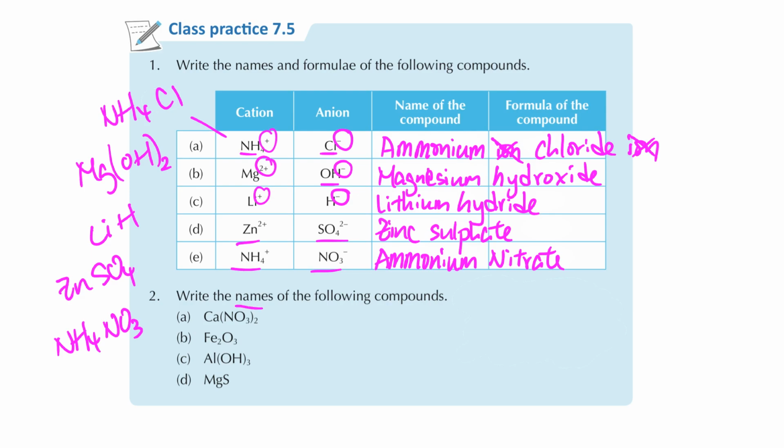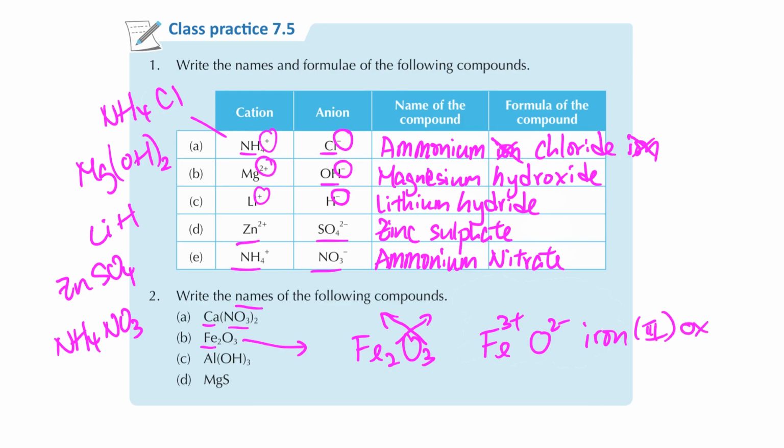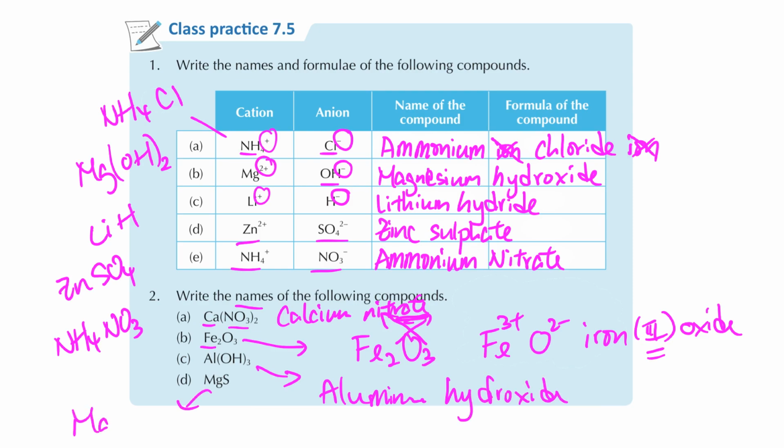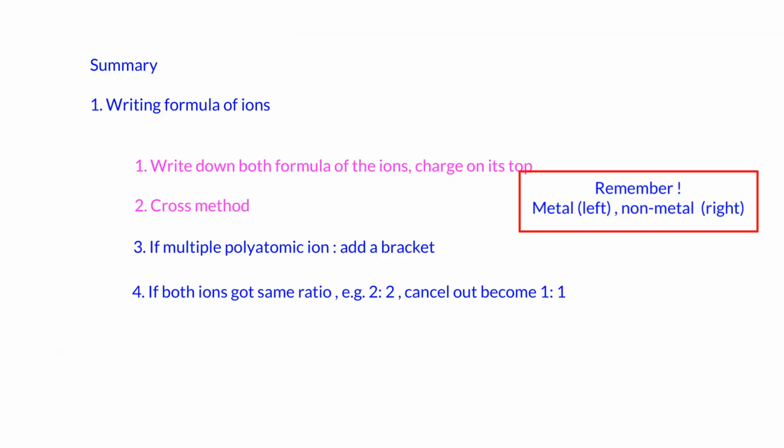So write the name for the following compounds: calcium nitrate, iron. Oh, this one you have to be careful. When you put it back, you find out this is Fe3 plus and O2 minus. So the name for this one is iron(III) oxide. Remember, this 3 is very important. So this one is calcium nitrate. Okay, pay attention to the ate. So this one, aluminium ion, and then you have hydroxide ion behind. And then you have magnesium, magnesium sulfide.